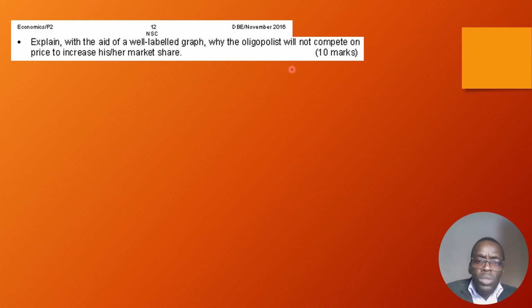Okay, so I'm just going to give you a few minutes just to attempt that question on explaining why oligopolists are not keen to compete on the price, as a way of trying to increase their market share. And you are supposed to use a well-labeled graph. So I'm just going to leave you for a few minutes just to draw that graph, and then you tell us what is happening. Okay, all the best.